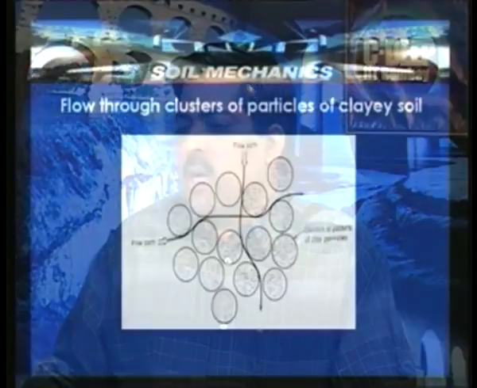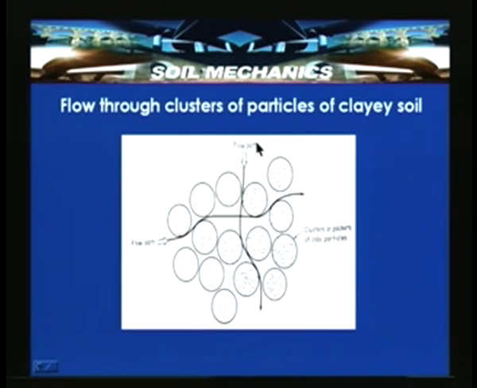So here flow through the clusters of particles of clay soil is shown. Because of this particular region, we can have a flow path like this and like this. These are the clusters or packets of clay particles. Because of this, the soil with flocculent structure exhibits isotropic conditions. The permeability will be the same in all directions. In the case of dispersed structure, it exhibits anisotropic conditions, and the permeability of soil is severely affected by the type of structure.